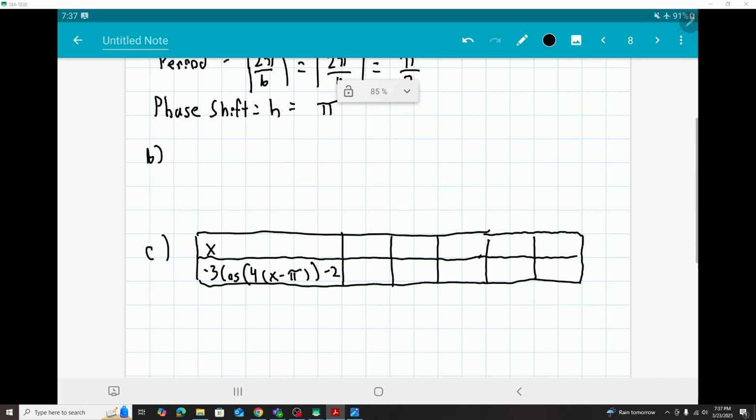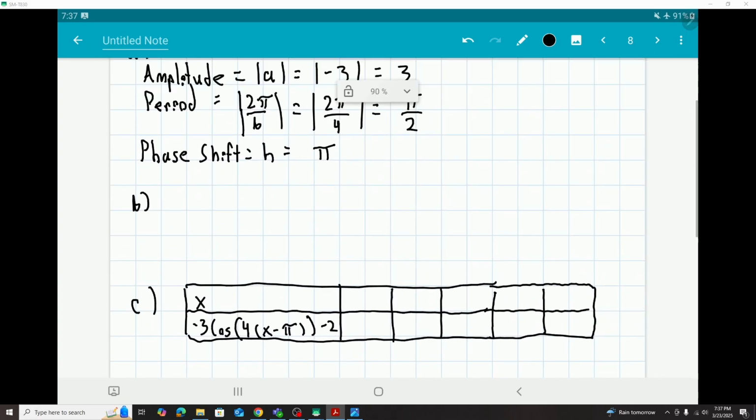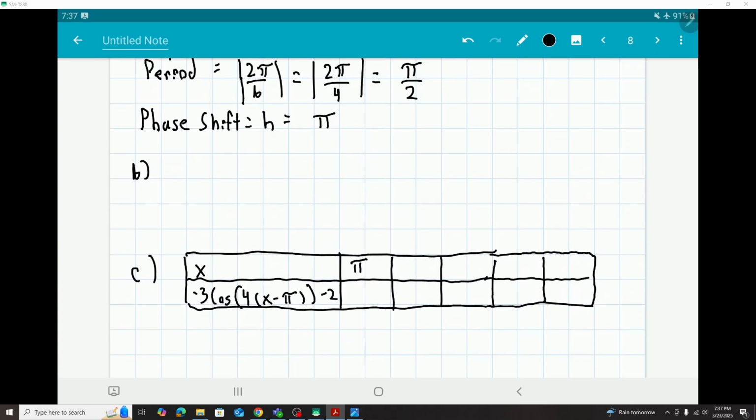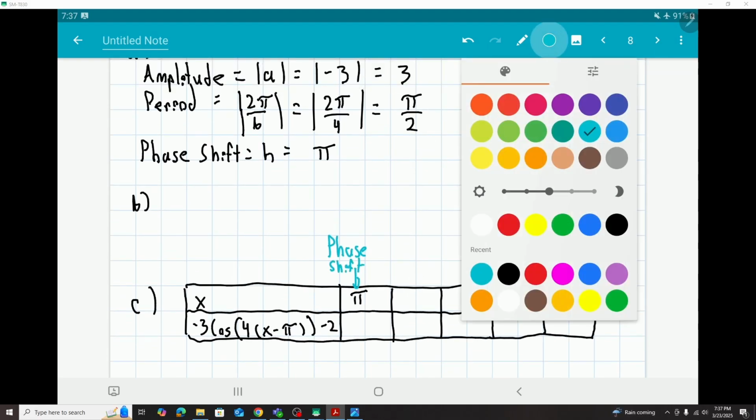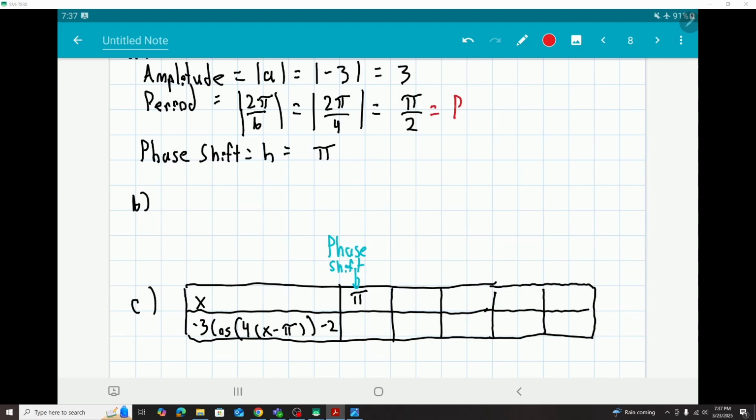And so the way that we always start this is we start at pi. This is the phase shift. Here I'm going to call the period P. And the way that I do this is I figure out what P over 4 is. So I always take the period and divide that by 4. Always. And get pi over 8. And so what I do is I keep adding this to pi.